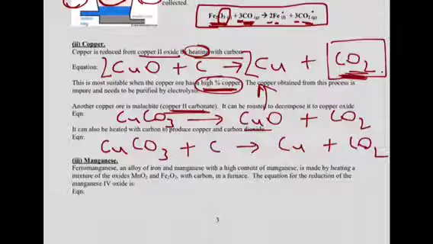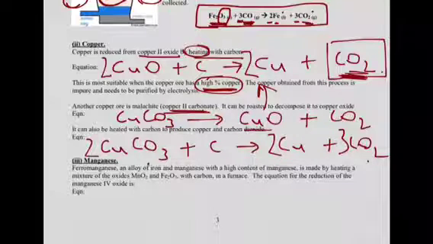And to balance that one, we've got 3 oxygens here, we've 2 there, so let's get 6 as the common multiple: 3 in front of the CO2, 2 in front of this, and then that would mean we need a 2 in front of our copper. And that's all balanced. We've got 3 carbons over there.